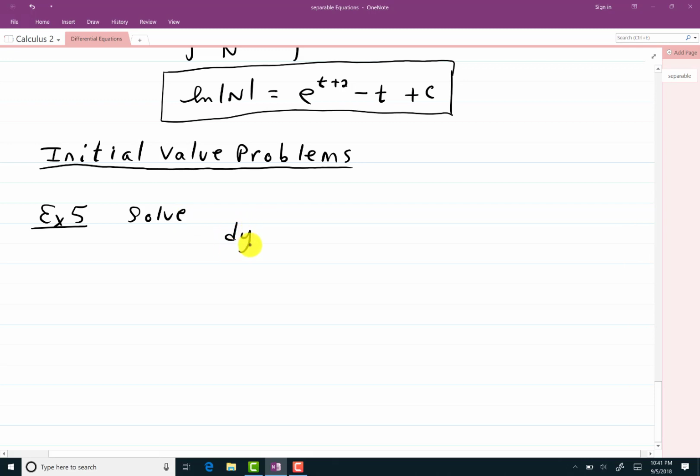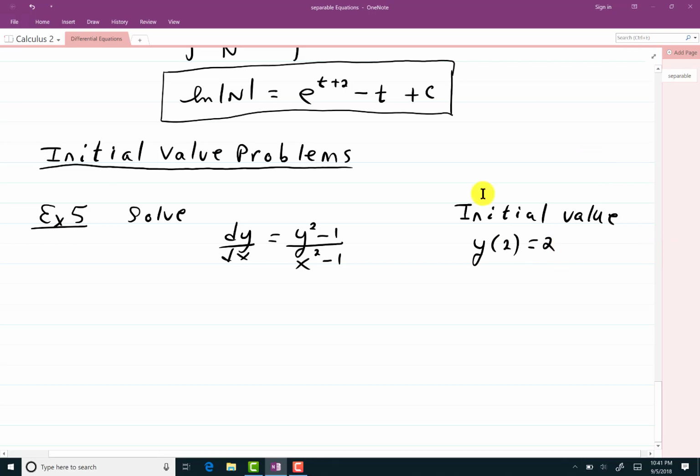So let's say we ask you to solve the following equation: dy over dx equals y squared minus 1 divided by x squared minus 1. And then the initial value is given as y of 2 equals 2. Now, the initial values are usually some easy information to get. Our solution will be good for an interval about x equal to 2. What that interval is, we'll talk about more later.